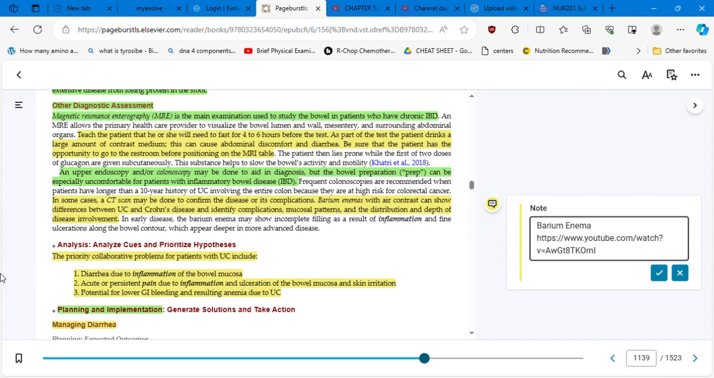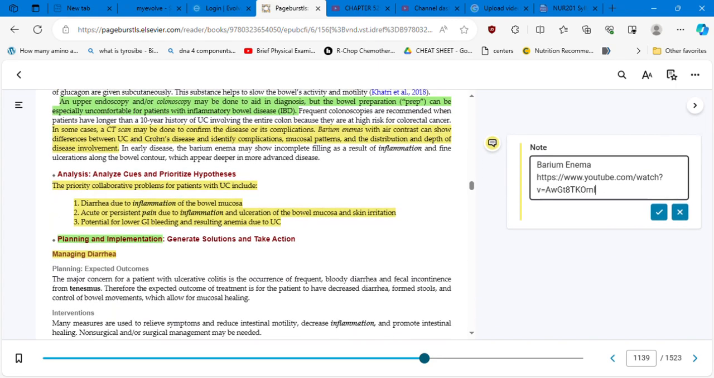Okay. So, an upper endoscopy and or colonoscopy may be done to aid in diagnosis, but the bowel prep can be especially uncomfortable for patients with inflammatory bowel disease. In some cases, a CT scan may be done to confirm the disease or its complications. Barium enema with air contrast can show differences between UC and Crohn's disease and identify complications, mucosal patterns, and the distribution and depth of disease involvement.